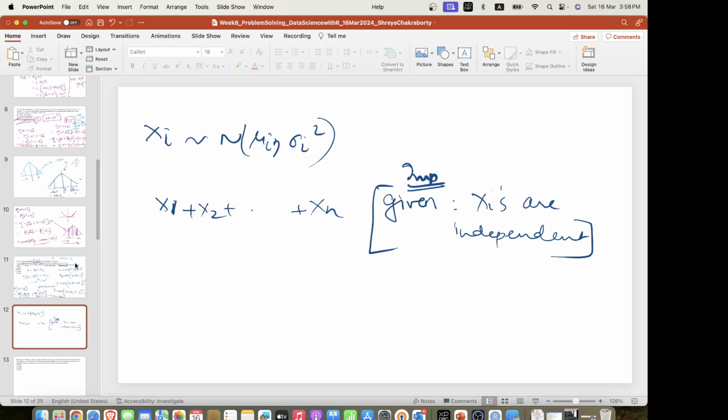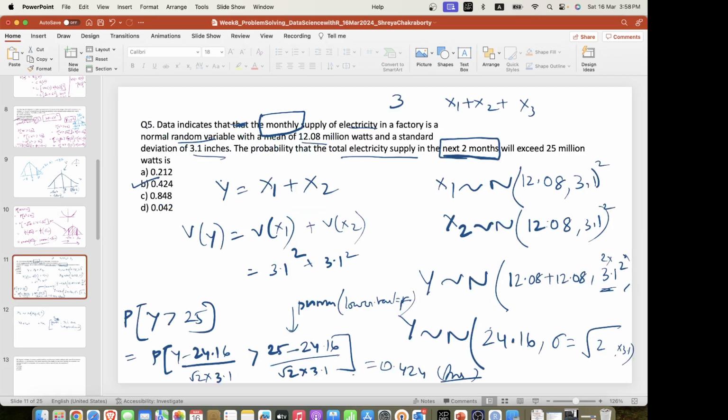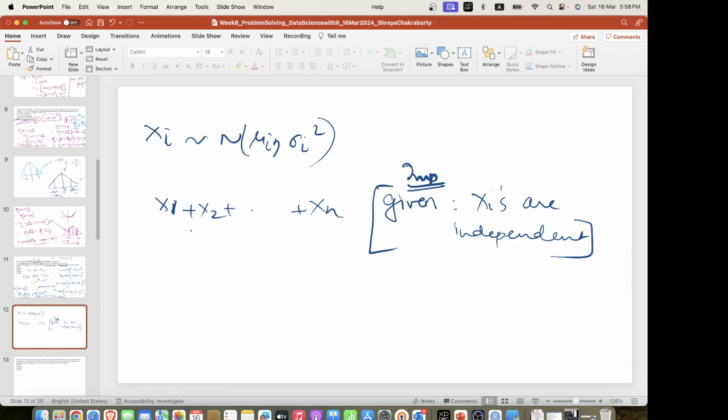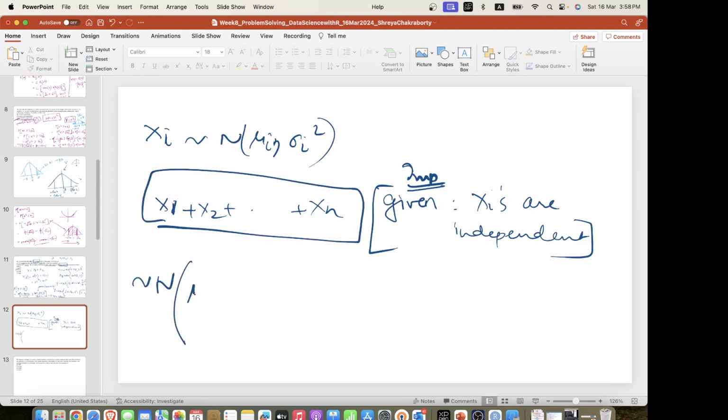Here one strong assumption is that supply in the first month is in no way dependent on the supply in the second month, or the supply in the second month is not dependent on the supply in the first one. This is a strong assumption. So if that holds, then this sum will also follow a normal with mean mu1 plus mu2 plus ... plus mu n, and variance sigma 1 square plus sigma 2 square plus ... plus sigma n square. Given they are independent.